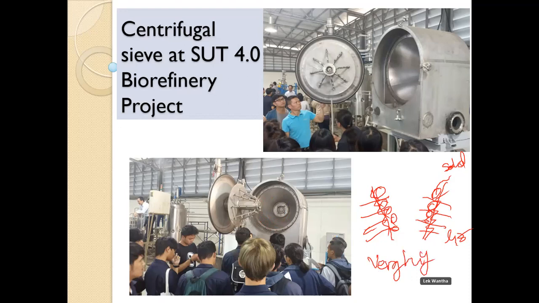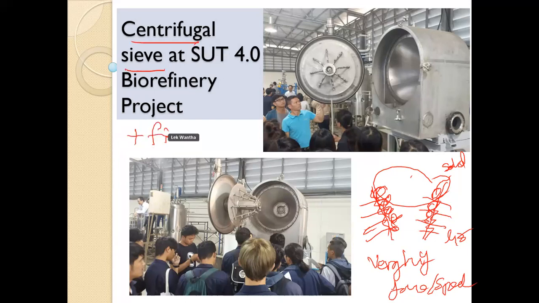We have very high force and very high speed. That means we rotate like this, and the solid will accumulate on the surface, and the liquid passes through the filter or the holes. That's why we call it the turbo centrifuge. This is both centrifugation and filtration. We operate both techniques.